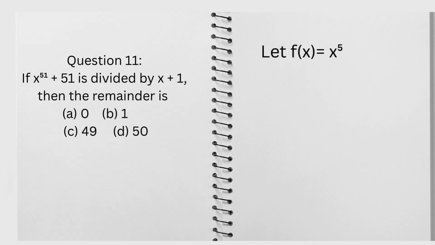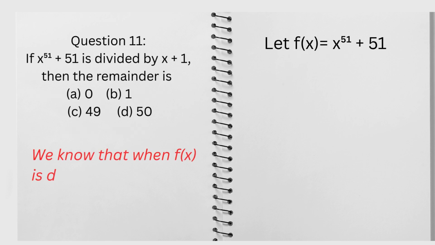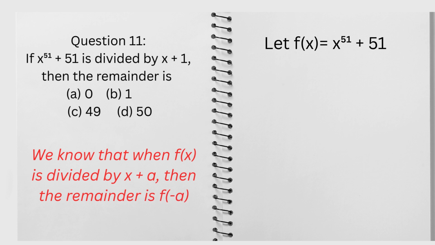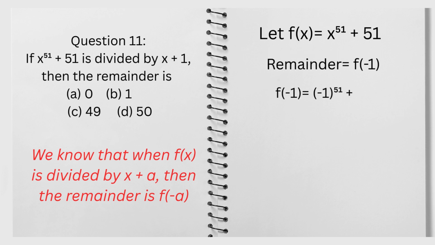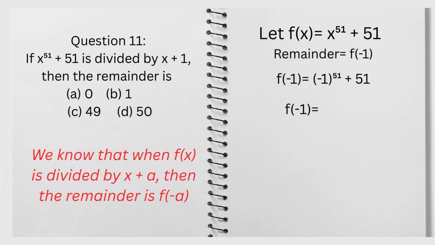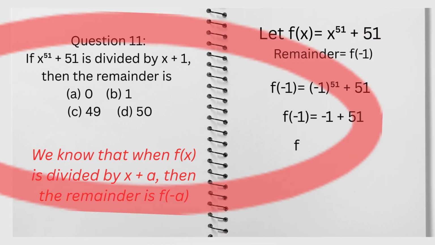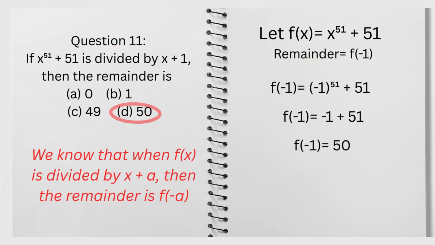f(x) equals x raised to the power 51 plus 51. We know that when f(x) is divided by x plus a, the remainder is f(-a). So it's going to be f(-1) that should be the remainder. Replacing x with -1, it is (-1) raised to the power 51 plus 51. -1 raised to an odd power is -1. So it's -1 plus 51, which gives you 50. So we'll say that the remainder in this case is 50.